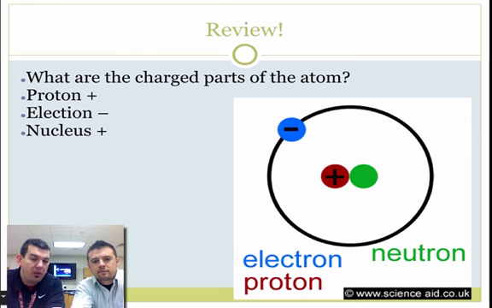And basically charge, we're not talking about just a positive charge. We're talking about all the charges. Protons have positive charge. The electrons, negative charge. And the nucleus has an overall positive charge because the neutron really doesn't have a charge.